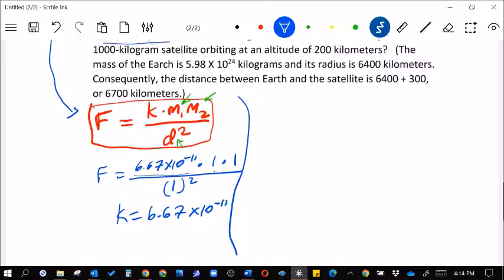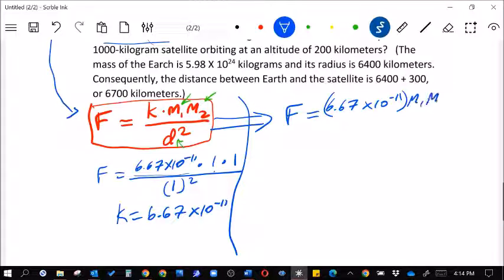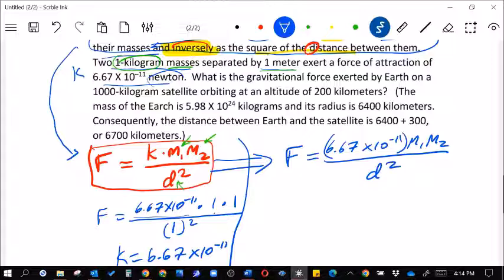Now, why do we do that? So we can make this formula a function, or rather the force. The force is equal to 6.67 times 10 to the negative 11 times M1 times M2. The mass of the first one, the mass of the second, divided by the distance between them. Well, then, now we have to look at the rest of this.